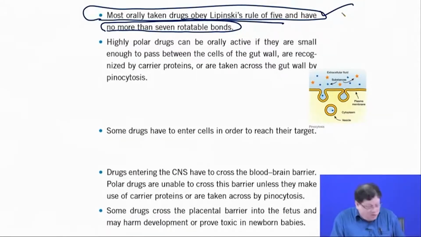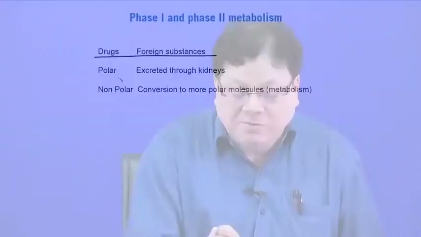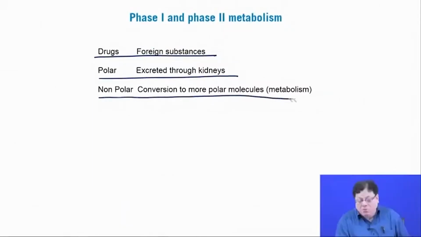Now, let us see the drugs, the metabolism. We are going to discuss the metabolism, because that is where some organic chemistry is involved. I said there are two types, phase 1, phase 2. Phase 1 is put hydroxyl groups and or other polar groups, I will show you, and the second one is the conjugation with polar molecules. Now, the hydroxylation is done by, okay, so let us see, drugs, foreign substances excreted through kidneys, if it is polar, non-polar, conversion to more polar molecules, and that is what is called metabolism.